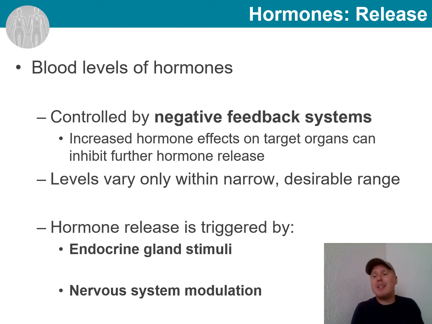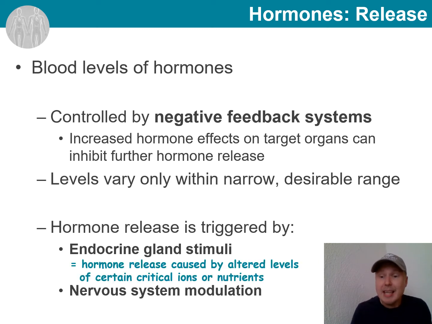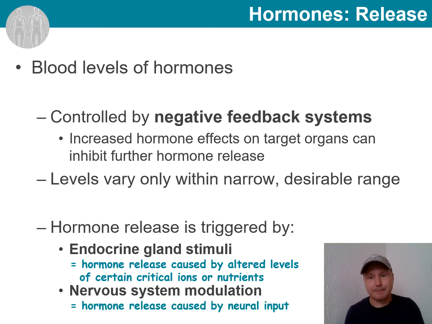Well, there are two ways how the hormone release can be triggered. Either by endocrine gland stimuli, which is hormone being released caused by an alteration in the level of ions or nutrients, for example. Or by a nervous system, which is nerve fibers stimulating the hormone release. Or it could be that the hormone release is caused by another hormone. This would be known as hormonal stimulus. I did not list it here separately.